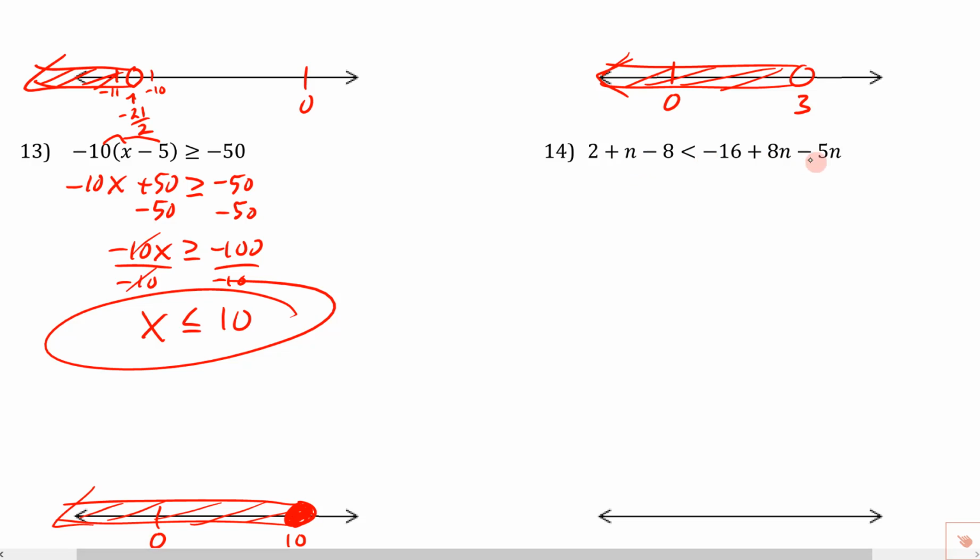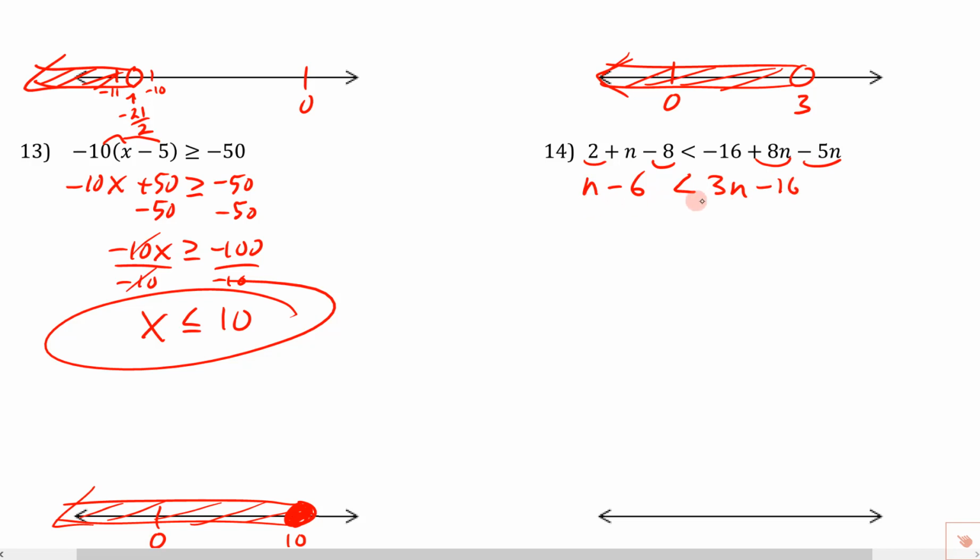On this one, we're going to be simplifying here. We've got some terms that we need to combine. So this is going to be n minus 6 once we put the two of those together. Again, simplifying doesn't change the direction of the inequality. We're going to put the two of those together, and we end up with a 3n. And we've got that minus 16 there.